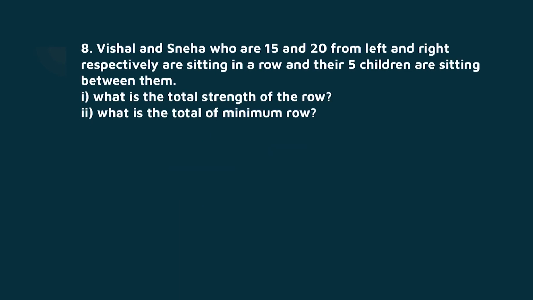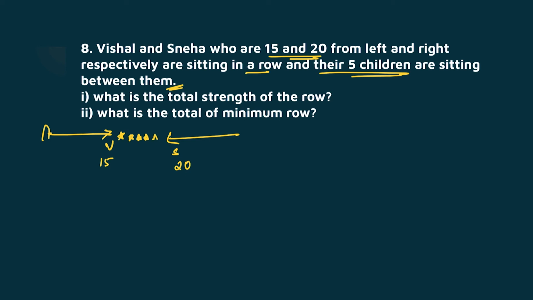Vishal and Sneha, who are 15th and 20th from left and right respectively, are sitting in a row with their 5 children in between them. So there are two people, Vishal and Sneha. Vishal is 15th when counted from left, and Sneha is in 20th position when counted from right. And they are sitting in a row, and in between them their 5 children are sitting. Now we have to tell what the total strength of the row will be.